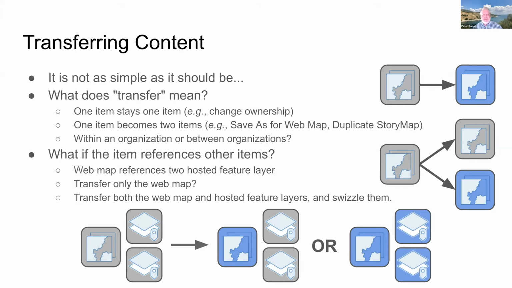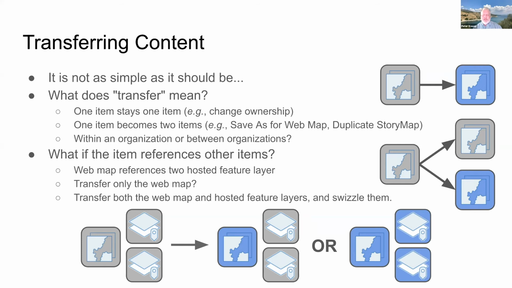But part of the challenge is, what do people mean when they say transfer? Is it one item that stays one item, like you're just changing ownership or moving it to a different ArcGIS Online organization? Or by transfer, do you want one item to become two items? So think of like save as for a web map, or duplicate with a story map. So you end up with one copy owned by one person and one copy owned by another person, or again, transferred to a different organization.